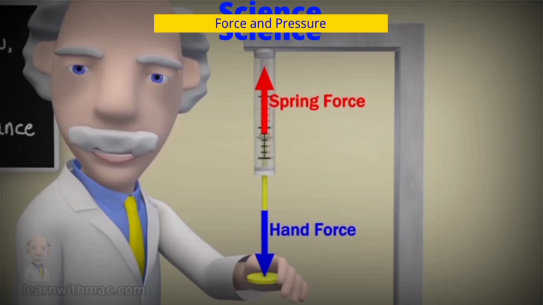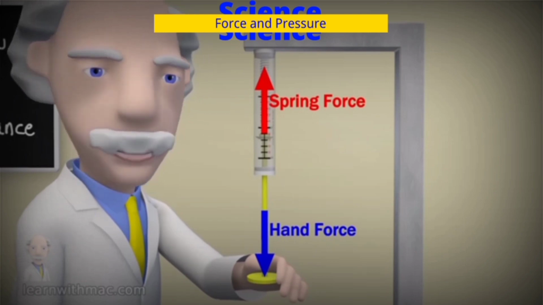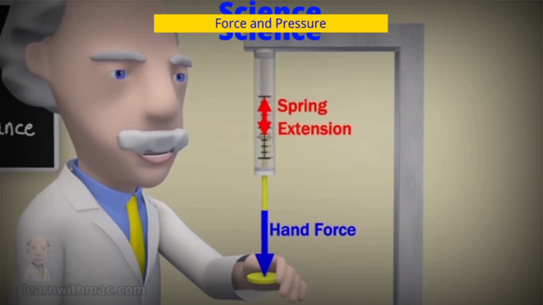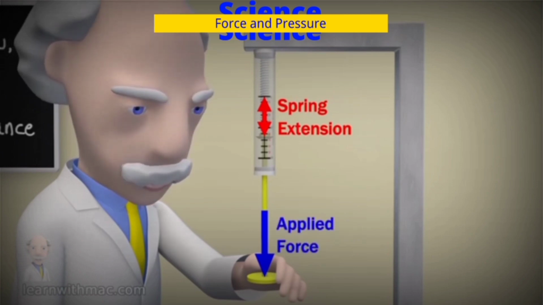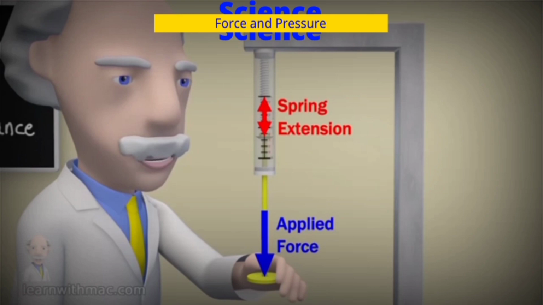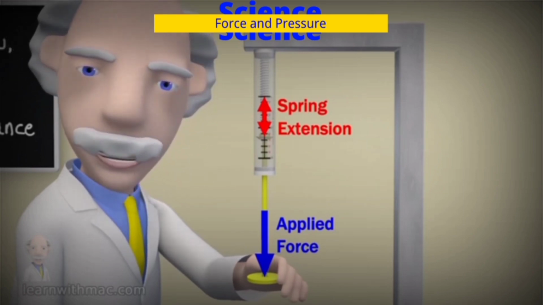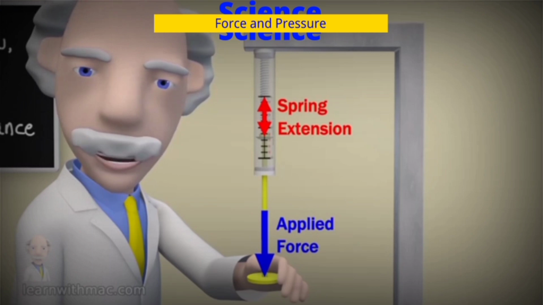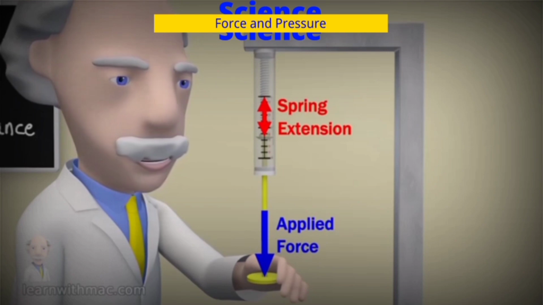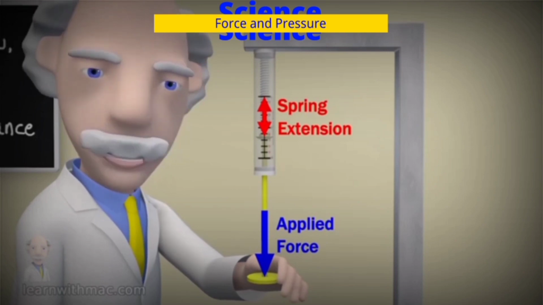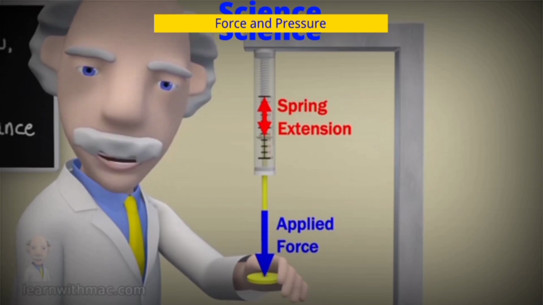So in a spring balance, there is a relationship between spring extension and applied force, and therefore by measuring spring extension, we can measure applied force. In order to do this, we have to know the precise relationship between spring extension and applied force, and to establish this relationship, we need to conduct an experiment.